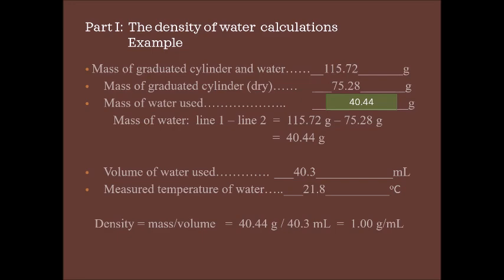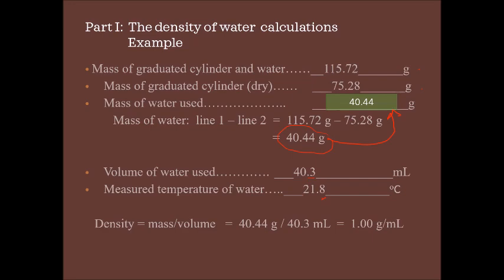So, for instance, suppose your dry graduated cylinder is 75.28 grams. And then you record that the graduated cylinder with water is 115.72 grams. So this is line 1, this is line 2. If you subtract, the difference goes here. That is the mass of water that you put into your graduated cylinder. If you read your 50 milliliter graduated cylinder, we know we can read to the 0.1 milliliter. And suppose the bottom of the meniscus was here, so it's 40.3 milliliters. If you look at your thermometer, suppose it read 21.8.